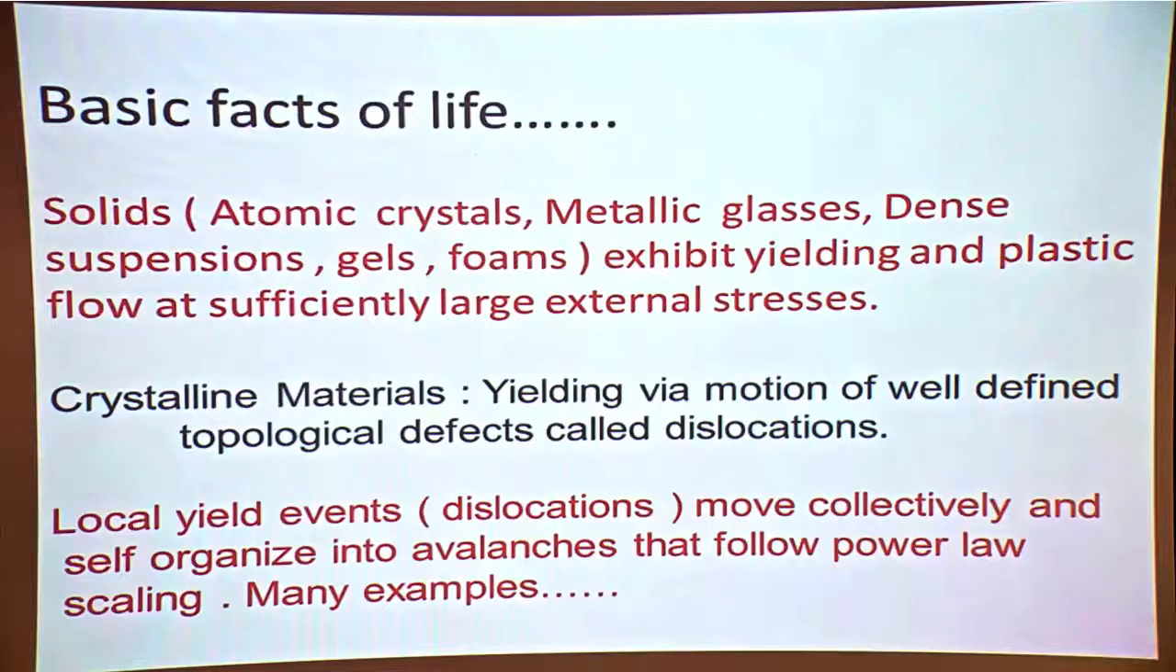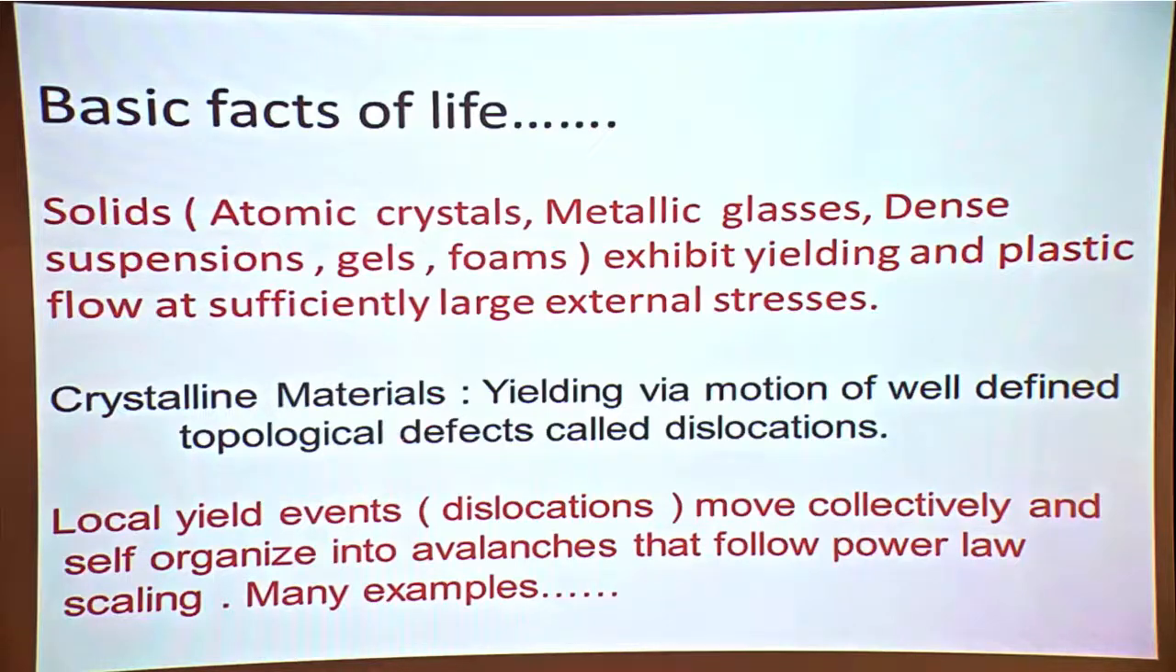So let me just tell the basic facts of life, which we all know, but it's no harm to remind ourselves on a Friday afternoon that all solids, be it atomic crystals, metallic glasses, dense suspensions, gels, foams, they all exhibit yielding and plastic flow at sufficiently large external stresses. In crystalline materials, over the years, there is a consensus that the yielding occurs via motion of well-defined topological defects called dislocations. Not such a consensus in the case of amorphous materials.